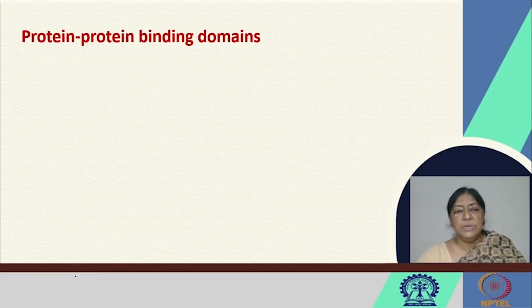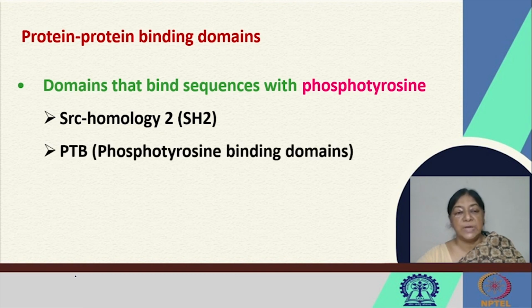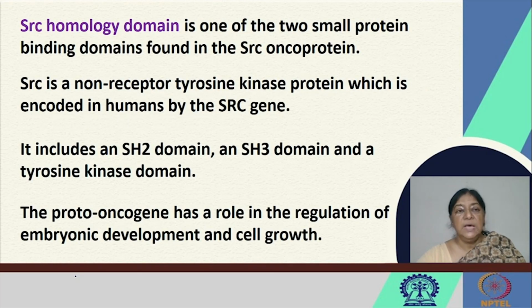If we look at the protein-protein binding domains, there are domains that bind sequences with phosphotyrosine. One example is the Src homology 2, the SH2 type, or phosphotyrosine binding domains that may be present on specific proteins. The Src homology domain is one of the two small protein binding domains that are found in the Src oncoprotein. Now, Src is a non-receptor tyrosine kinase protein which is encoded in humans by the SRC gene. It includes an SH2 domain, an SH3 domain, and a tyrosine kinase domain.